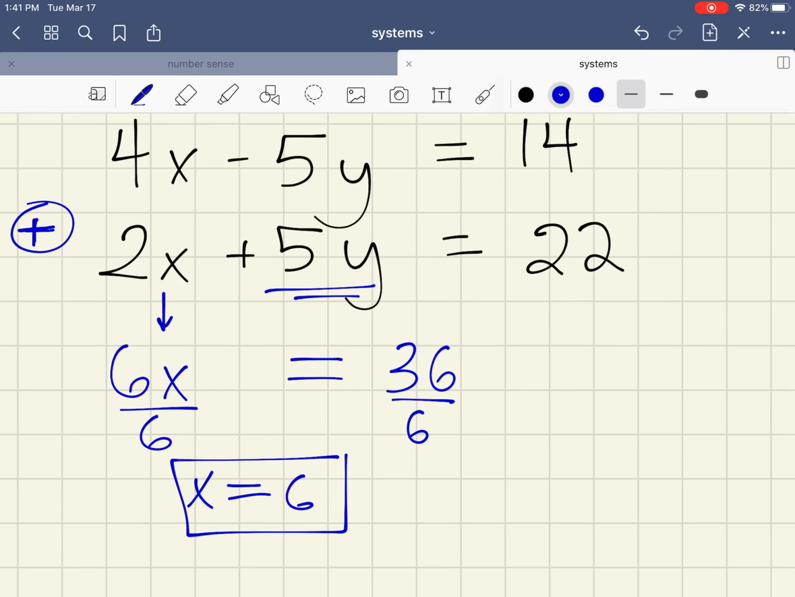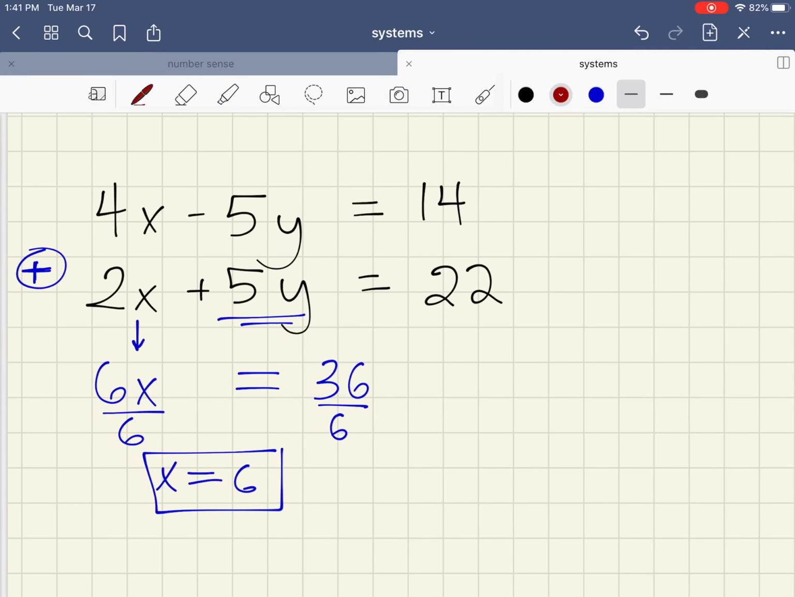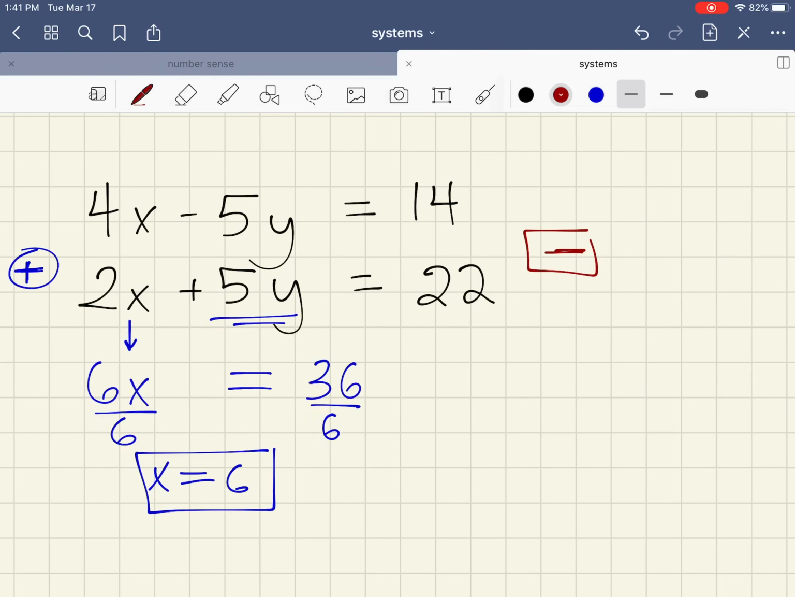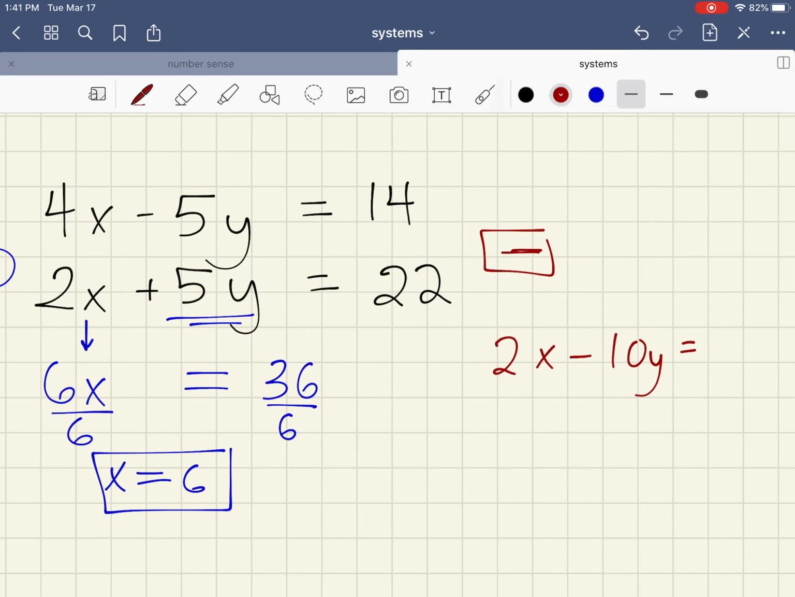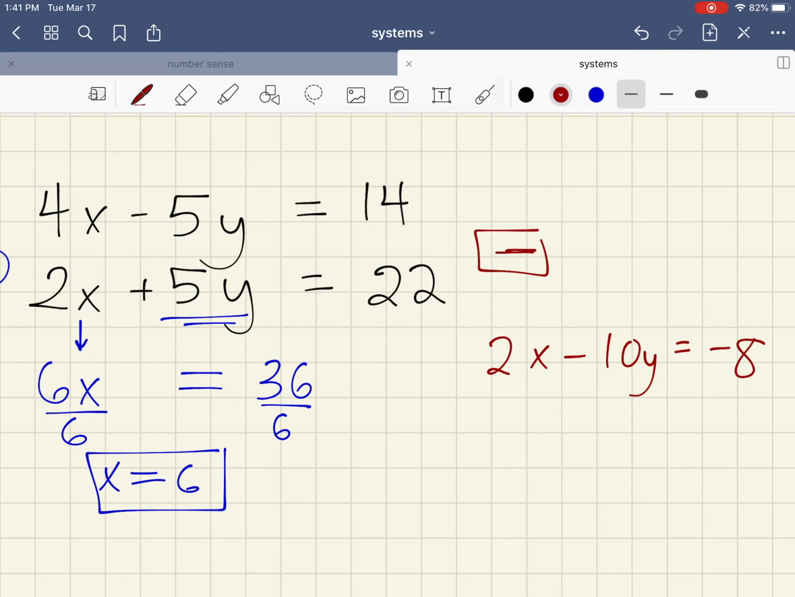However, when I try to use subtraction, I get 2x minus 10y equals -8, I believe. Nothing cancels, and I just have this other equation. So not much I can do there.